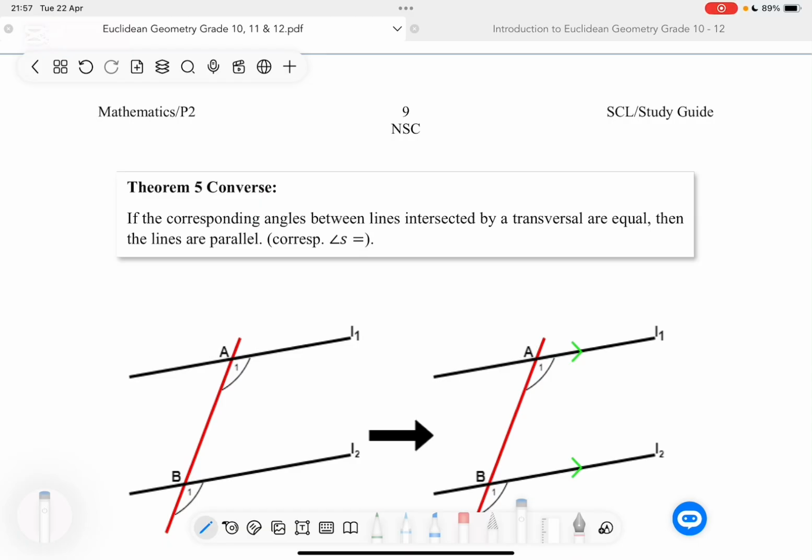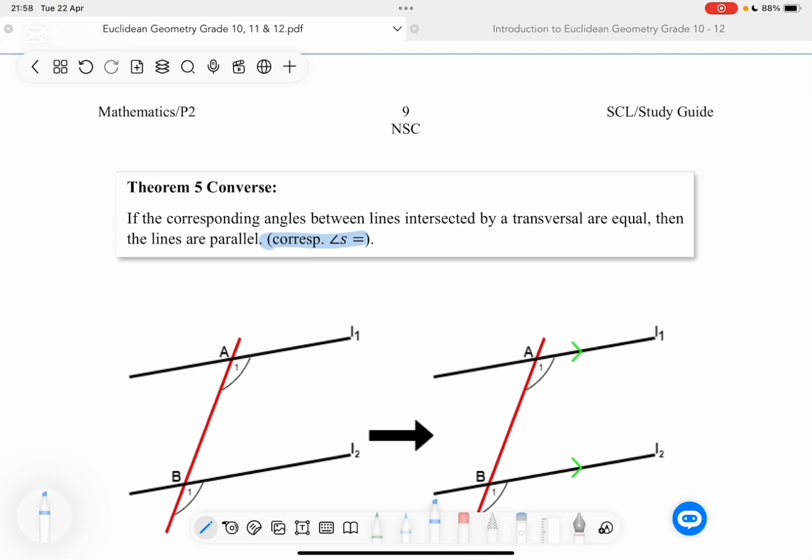The converse of theorem 5 says that if the corresponding angles between lines intersected by a transversal are equal, then the lines are parallel. And we write that in short to say corresponding angles are equal. Remember, this is the A part of our theorem, or in this case, our converse.